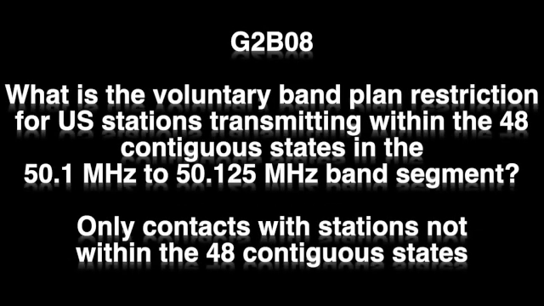G2B08. What is the voluntary band plan restriction for U.S. stations transmitting within the 48 contiguous states in the 50.1 MHz to 50.125 MHz band segment? Only contacts with stations not within the 48 contiguous states. G2B09. Who may be the control operator of an amateur station transmitting in RACES to assist relief operations during a disaster? Only a person holding an FCC-issued amateur operator license.